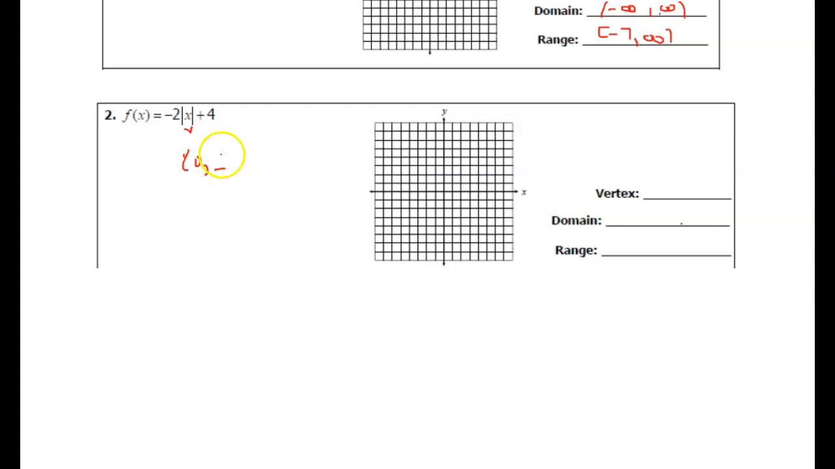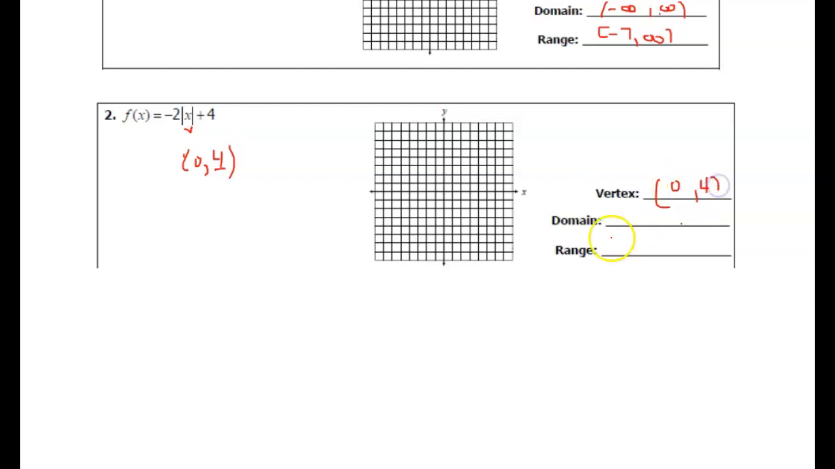I need to figure out what the output is. Well, I can either try to zoom in and check on my calculator, or I can just plug a 0 into this function. When I plug a 0 into the function, everything over here goes away. So I know that my output, or my y value for the vertex, is 4. The vertex is at (0, 4).